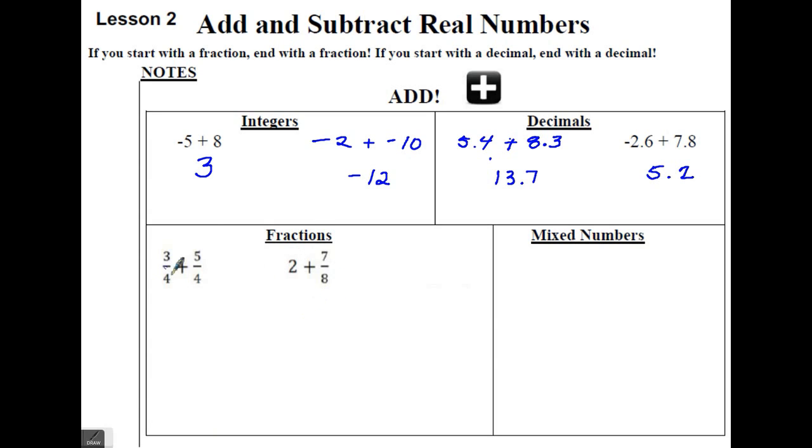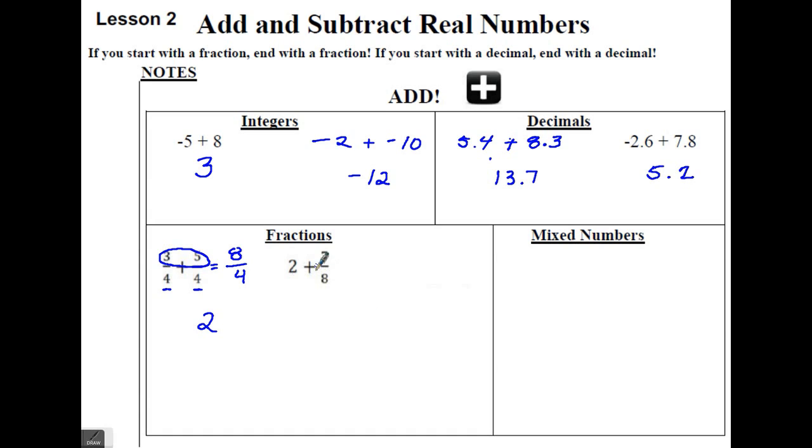For fractions, we have 3/4 plus 5/4. When we add fractions, what we want is for the denominators to be the same. In this example, they're all in fourths, so that makes it easy because now you have 3 plus 5. So we add the numerators together. So we're going to add the 3 and the 5 together, so we end up with 8/4. Well, 8/4 can be reduced to 2.